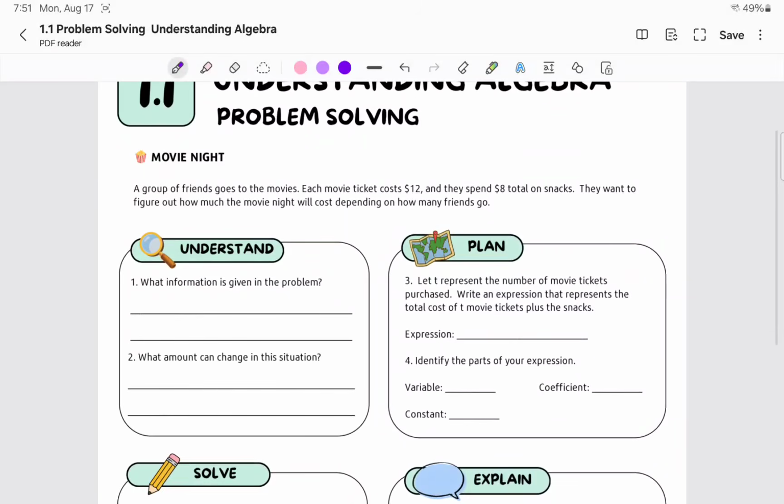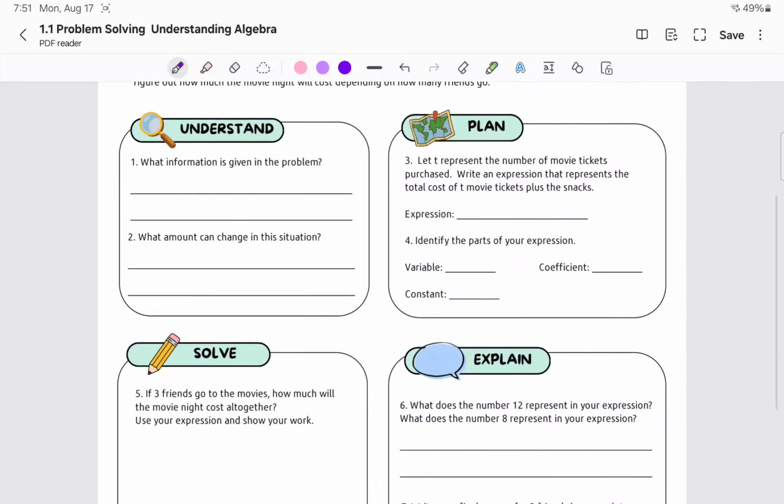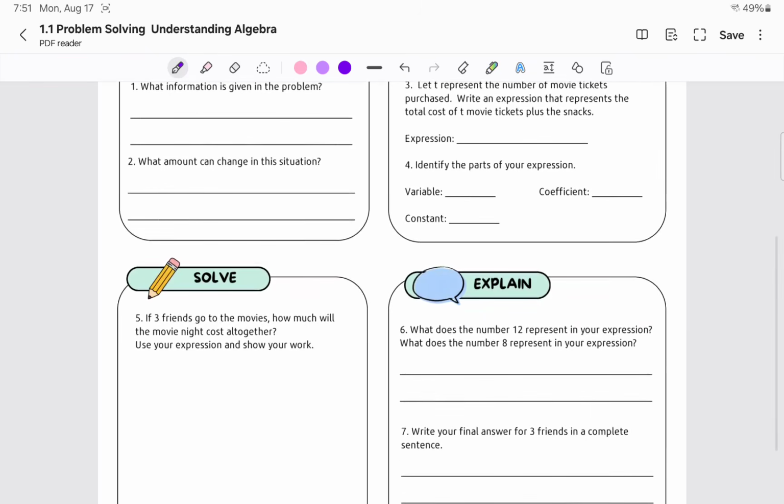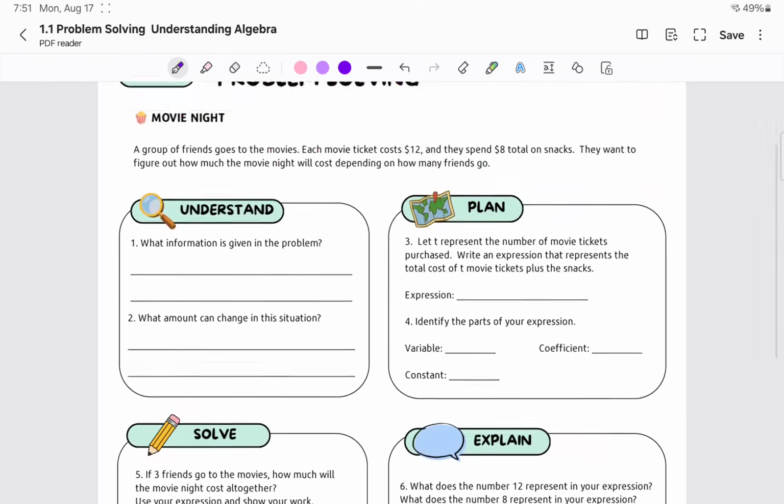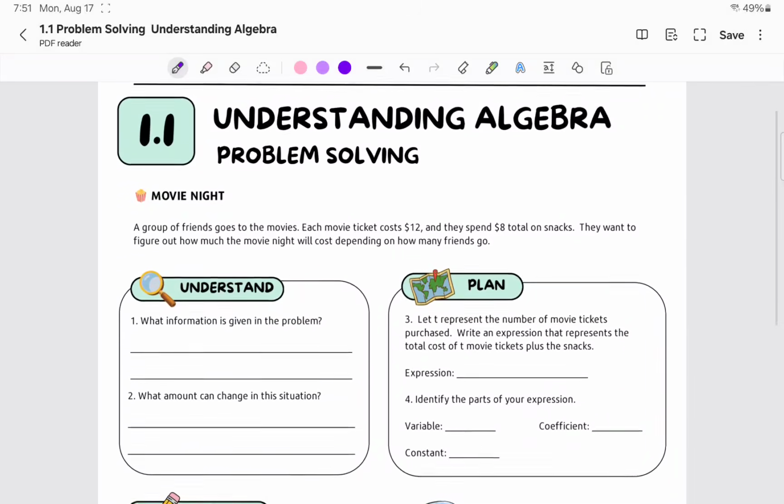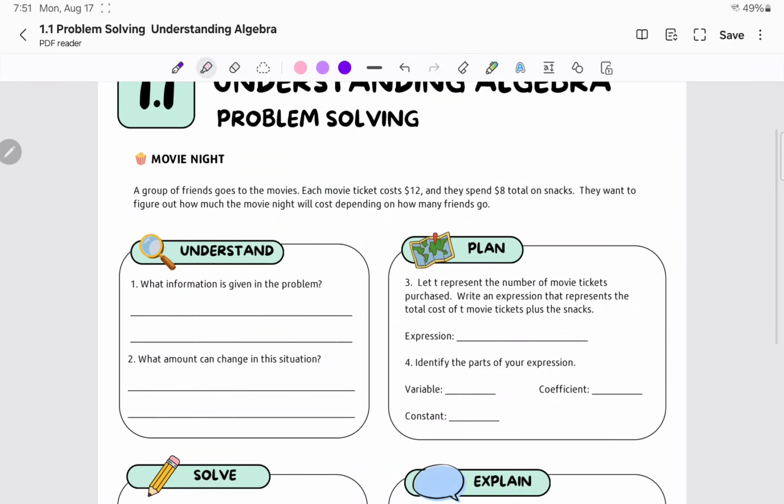Every time we do problem solving, we're going to follow the same format: first we're going to understand the problem, then plan it, then solve it, and last explain it. So let's start with understanding. If you have a highlighter, that would be a great time to grab it. You can pause and grab one. We're going over your answers. You should have done this already, but if you did not have something that I have, go ahead and add it.